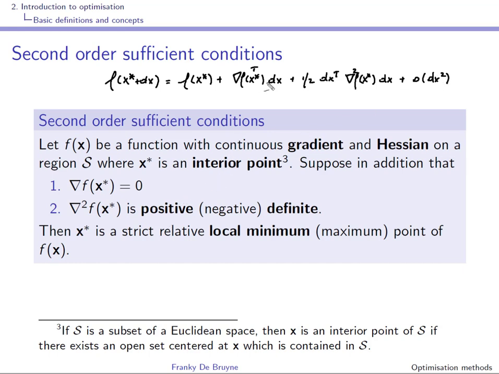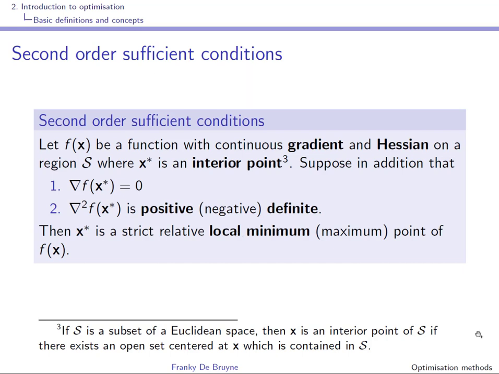Well, from this statement we see that this term is 0, and this matrix over here, the Hessian evaluated in x star, is positive definite, so this will be a positive term, right? So if dx is small enough, what we'll have is that f of x star is smaller than f of x star plus dx. So indeed x star is a strict relative local minimum.